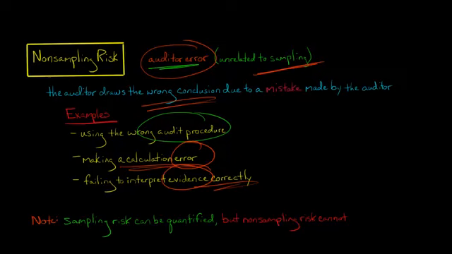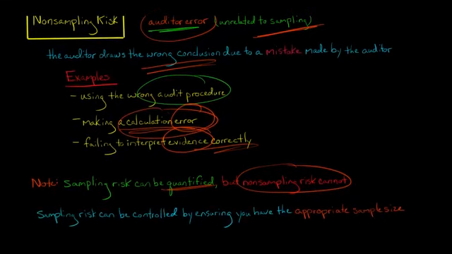Now, sampling risk, you can actually quantify it. Using probability and so forth, you can understand what your sampling risk is. But non-sampling risk, due to its nature, you can't have any idea of how many calculation errors are going to be made or whether people are going to interpret evidence correctly or not. So you can't quantify non-sampling risk in the way that you can with sampling risk.